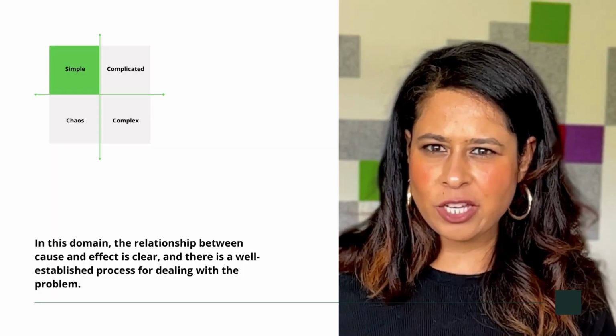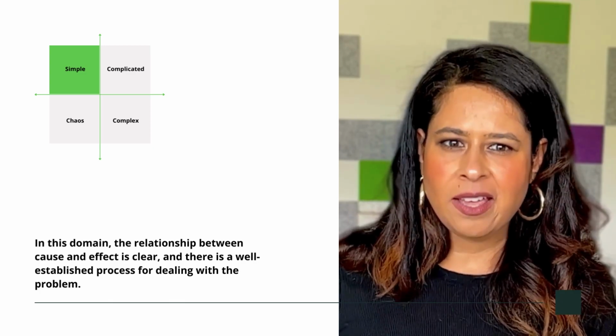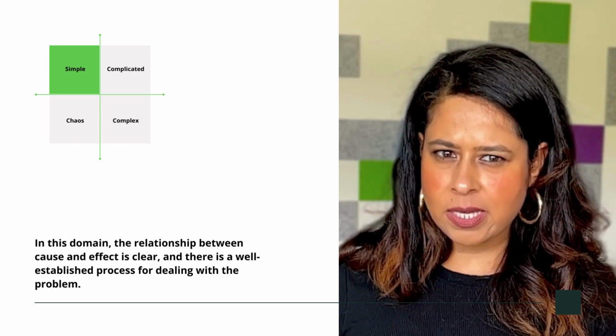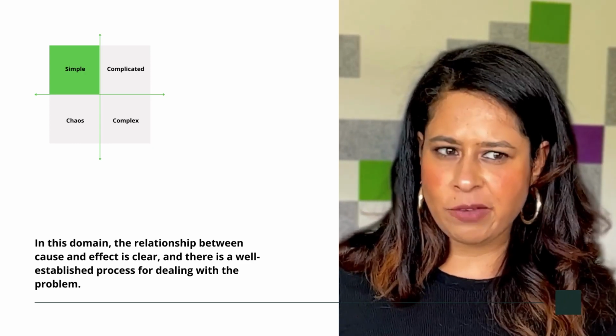This model has 4 domains: simple, complicated, complex, and chaotic. We're not really even going to talk about chaotic because it's very hard to solve problems when things are chaotic. So let's talk about these in the order from simple to chaotic. All right. So in the simple domain, the relationship between cause and effect is clear, and there are well-established processes for dealing with a specific problem.